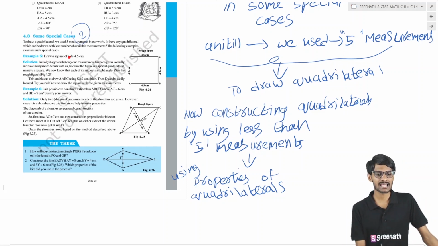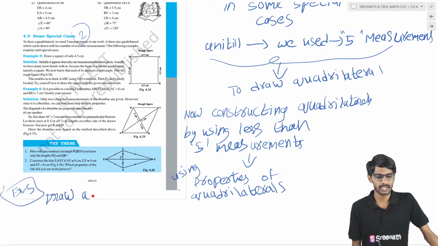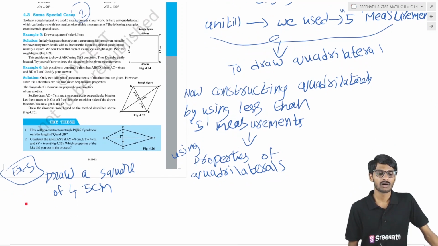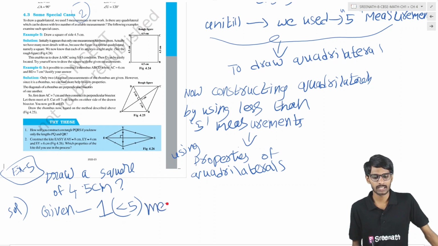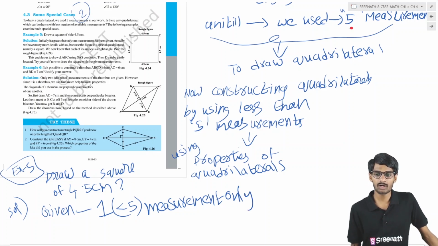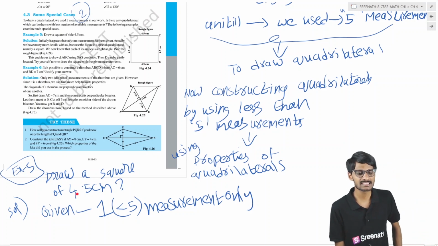So now we will do an example. That is example 5. Draw a square of side 4.5 centimeters. So this is the question. If you observe, in this question he has given one measurement only, which is less than 5. Until now they have given 5 measurements, but here he has given just one measurement.